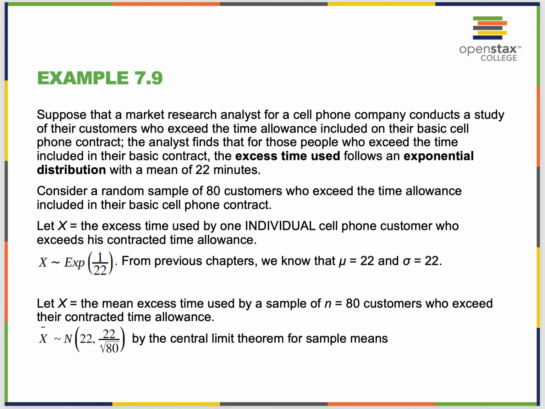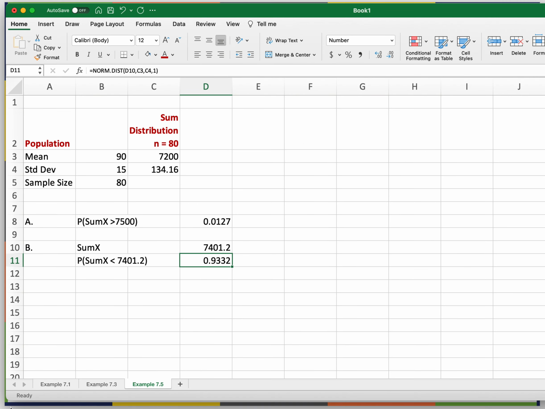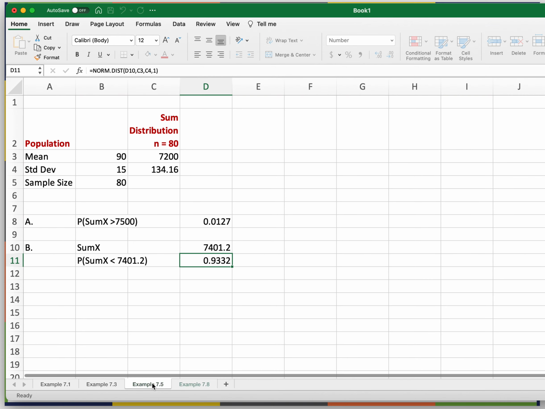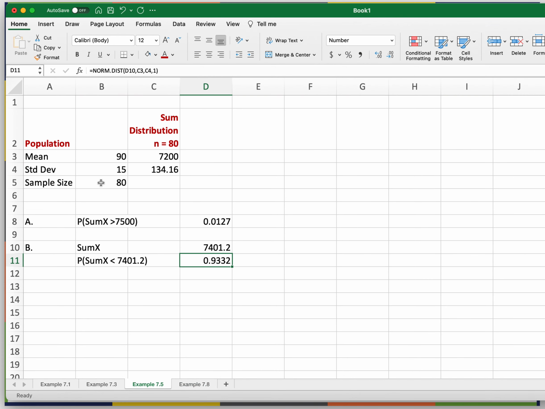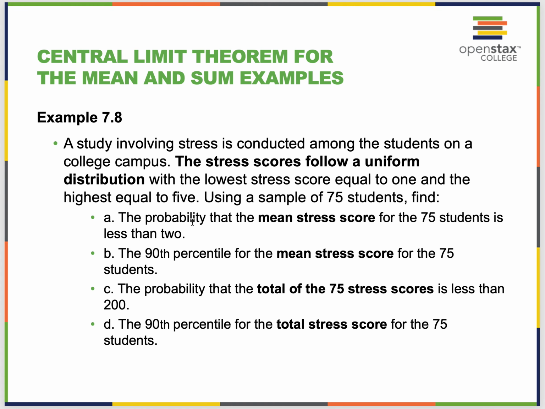Whoa. This is kind of intense that we have to do this. Example 7.8. Well, let's do it. And it doesn't matter what the underlying distribution is. Let's go to this, and this was example 7.8. Let's do that. Example 7.8. All right, so now we're doing both the sum and the sampling distribution, because it's asking questions about both.